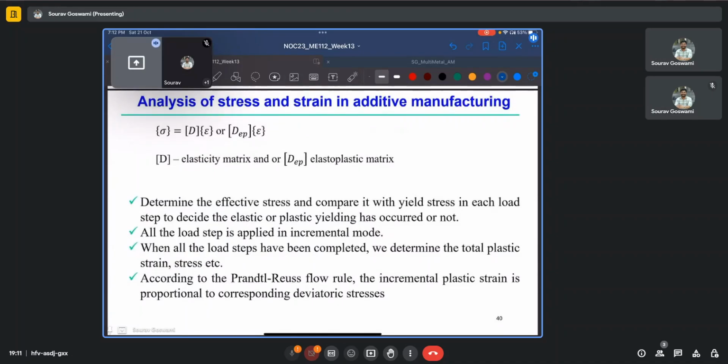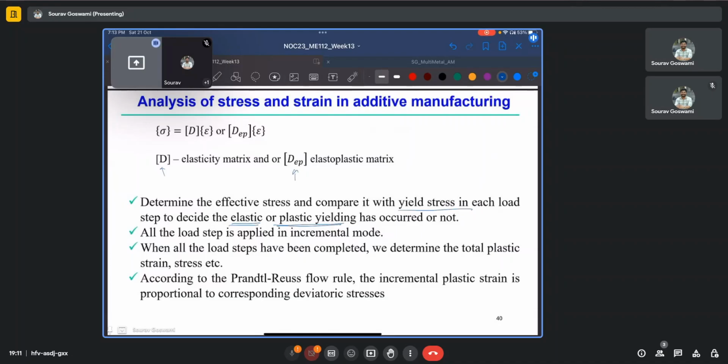And depending on the type of deformation, the type of loading, whether the material is in the elastic domain or has crossed over to the plastic loading domain or the plastic deformation domain, we have to accurately use either the elastoplastic matrix or the elastic matrix only. So we determine the effective stress and compare it with the yield stress in each load step to determine whether the region is of elastic yielding or plastic yielding.